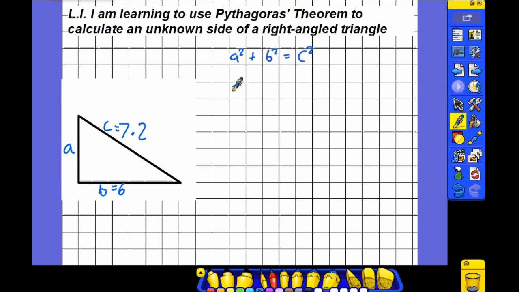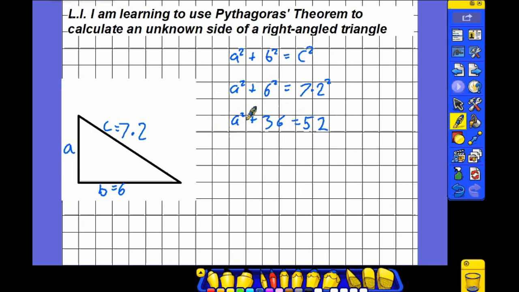So A, we don't know what that is. So we're going to leave it as A squared. But we can do 6 squared. And we can do 7.2 squared. So when we do that, what we end up with is 36 and 52. So, okay, we have A squared plus 36 equals 52. Well, if you know anything about algebra, we should be able to rearrange this to work out what A squared is. So, we have our A squared, and when we add 36 to it, it equals 52.